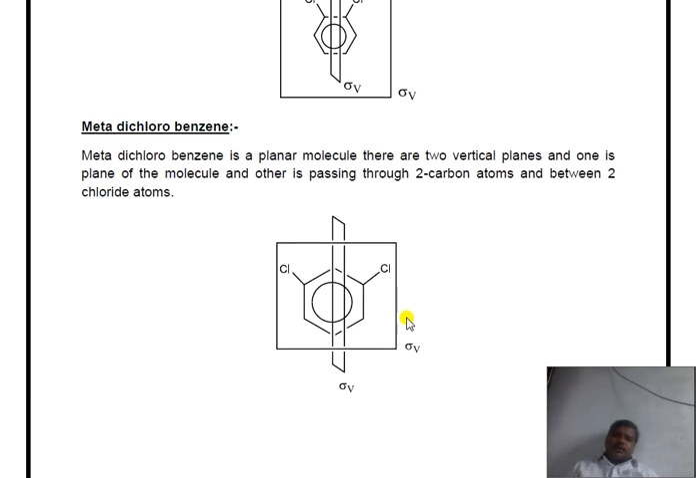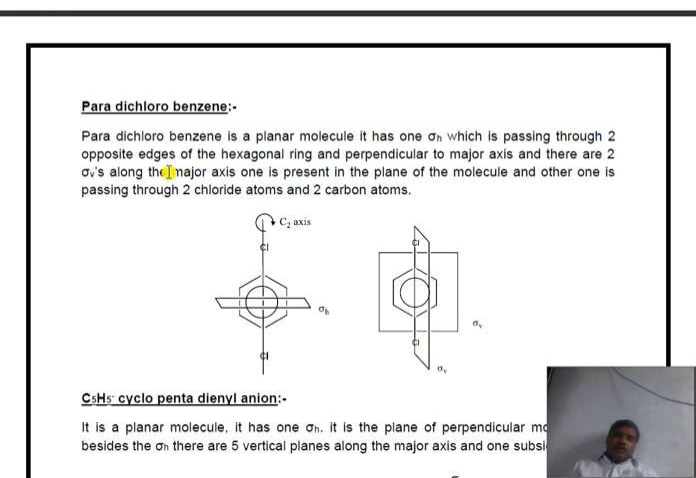Meta-dichlorobenzene. Here also the principal axis is C2 and also two planes of symmetry which are parallel to the principal axis C2. Para-dichlorobenzene. In this also the principal axis is C2. Here also, we see the horizontal plane of symmetry which is perpendicular to the principal axis, and also two planes of symmetry which are parallel to the principal axis C2: sigma v, sigma v, sigma h.